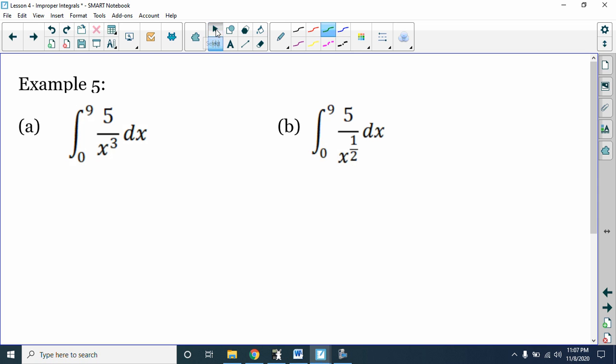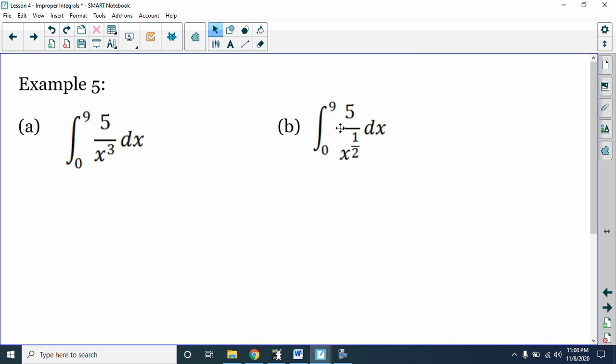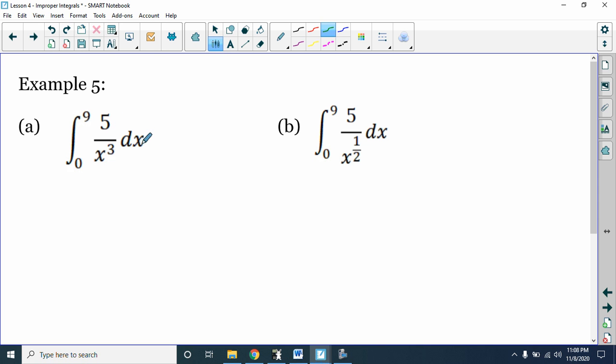Example 5. Notice that both of these have a vertical asymptote at x equals 0. If I plug in 0 for x, I'm getting undefined here, 5 divided by 0. This one also has a vertical asymptote at x equals 0. So we can integrate.